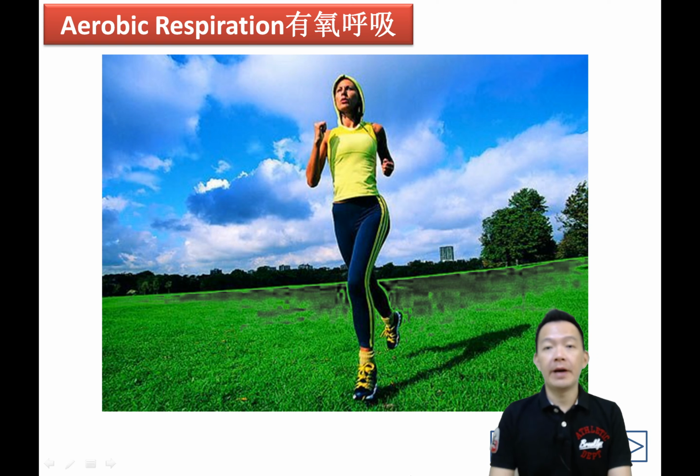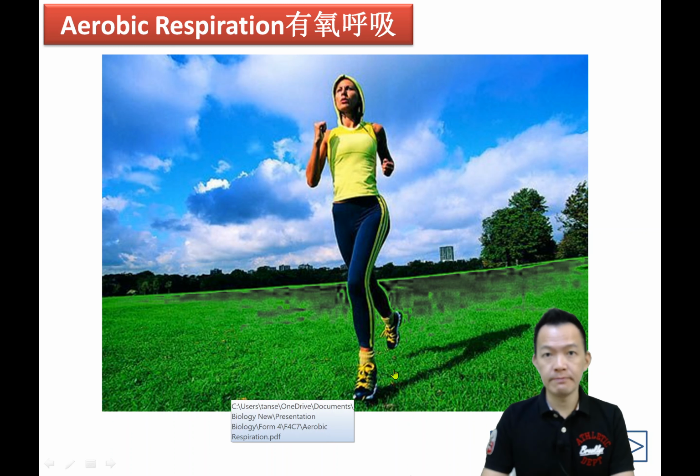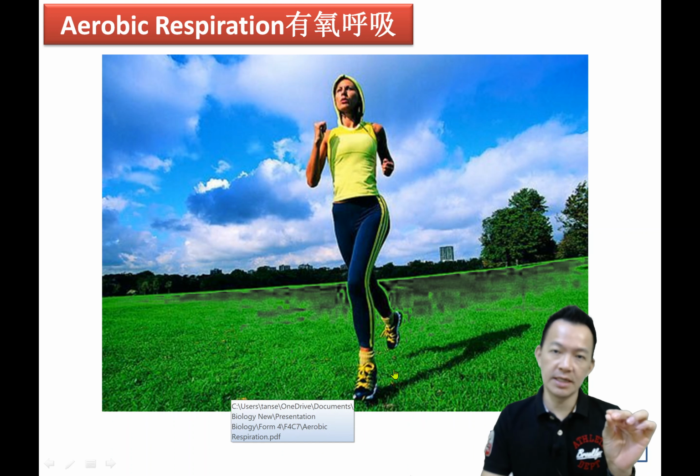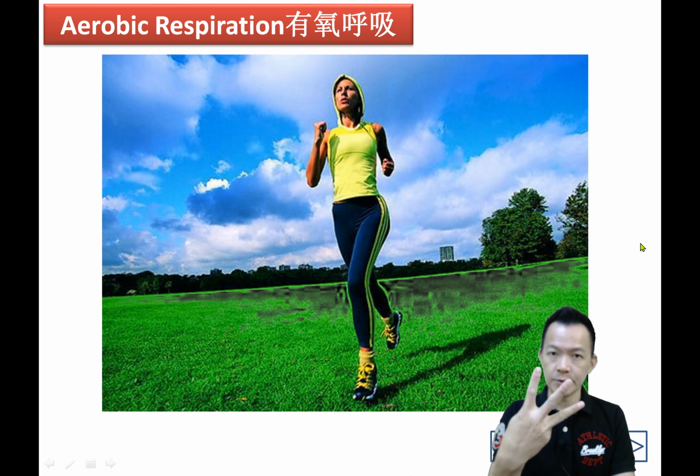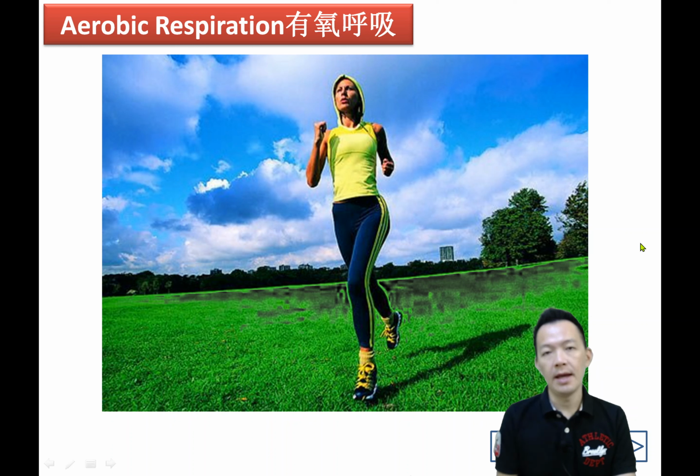Hi, Form 4 Bio, Chapter 7, Video number 2. So last video we talked about cellular respiration, but only the basics, almost nothing. From the last video, we also learned that cellular respiration can be separated into three types: aerobic, anaerobic, and fermentation. So now we start the first one called aerobic respiration.